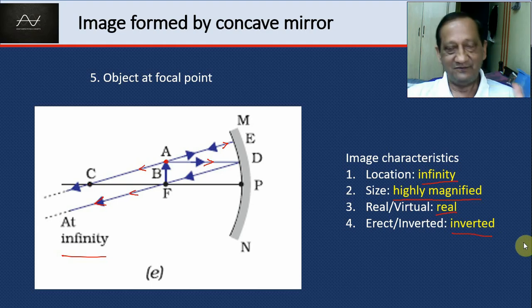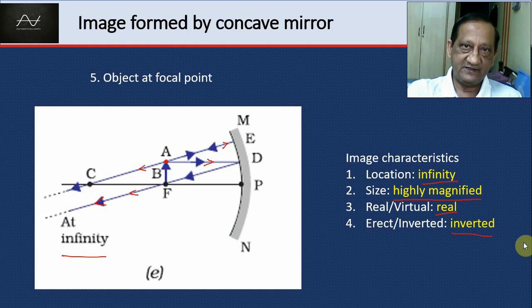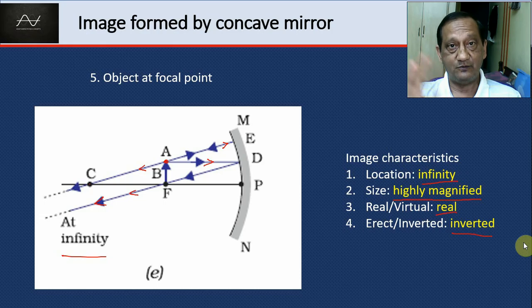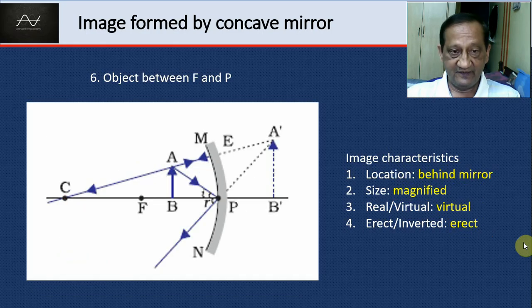So till now, these were the trends. As the object came closer, the image went farther. And the image was real at all times. Since it was real, it was inverted. And the size of the image kept on increasing. So that was a trend. Now, the only one position left is between F and P, and now the whole thing changes. If the object is between F and P, then the whole thing changes completely.